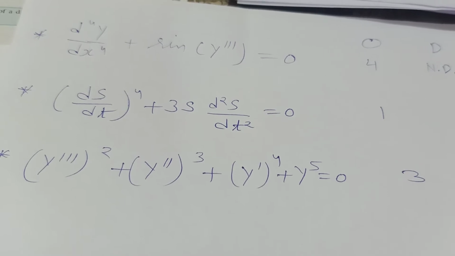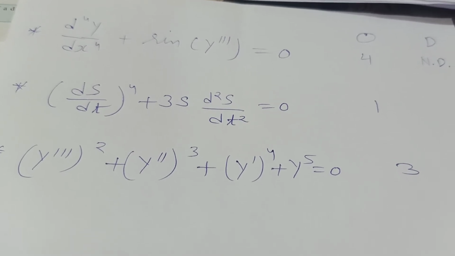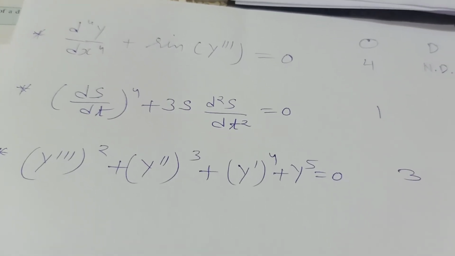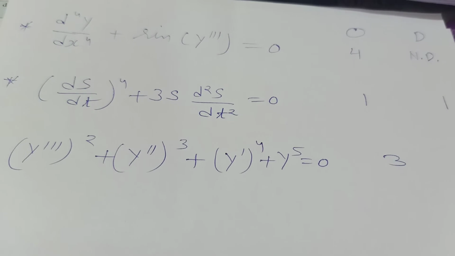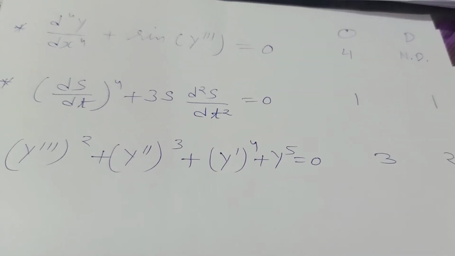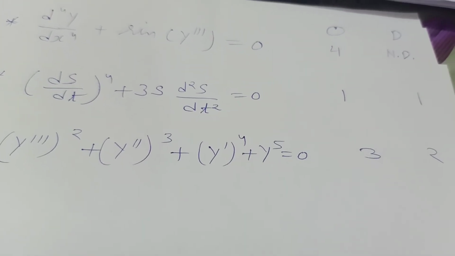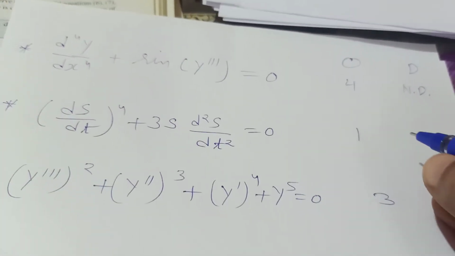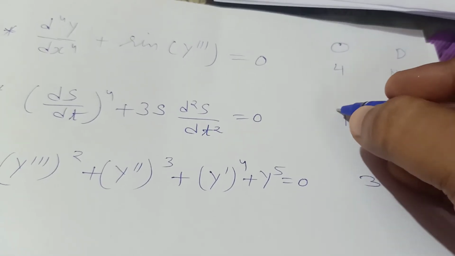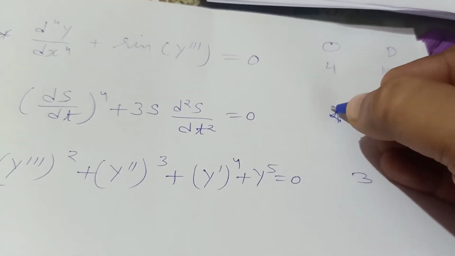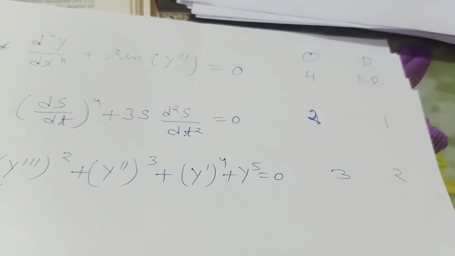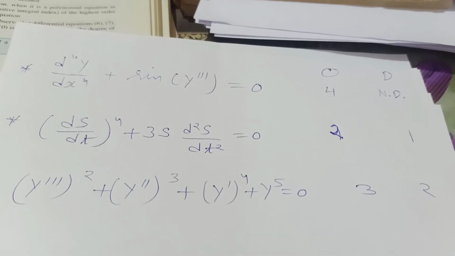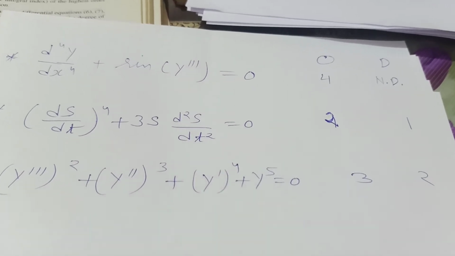In the second equation, (ds by dt) whole power 4 plus 3s d2s by dt square equals 0. Here you can see that the highest order derivative is 2. Therefore the order will be 2, not 1. And the power of the highest order derivative is 1. Therefore the degree is 1.